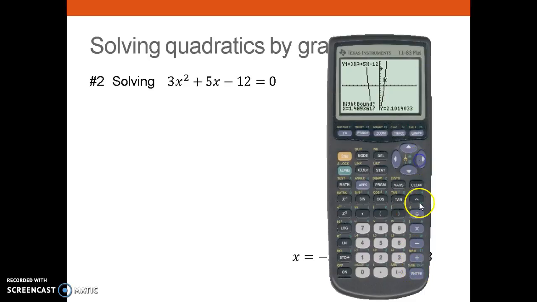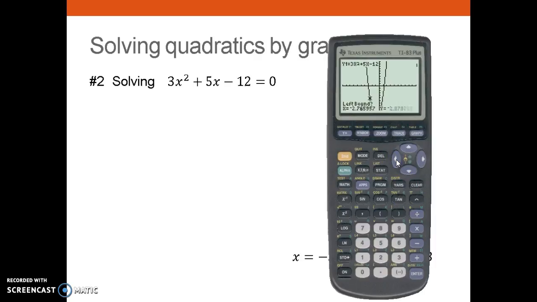I move to the right of the 0 and click enter. I don't want to guess, so I'll just click enter again. And 1.3 repeating gives me a y value of 0. So that's one 0. The other 0 I can find by going to second calculate again, moving down to 0 or number 2, which is to find the 0.